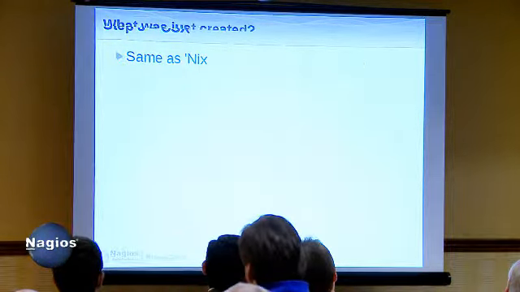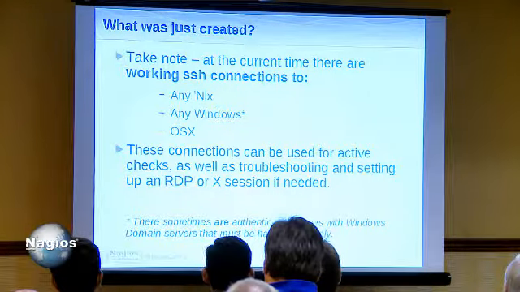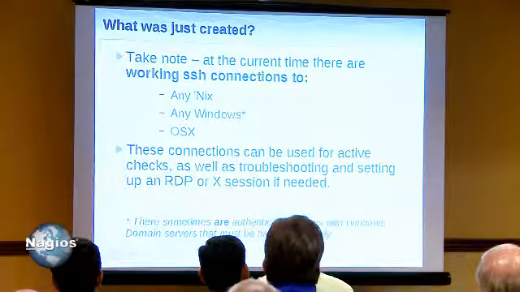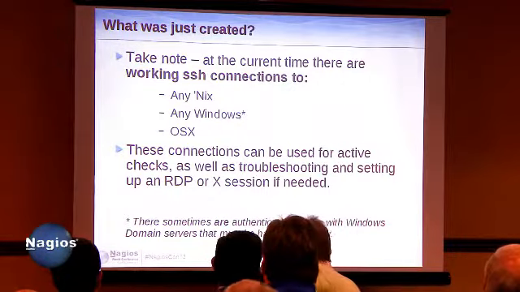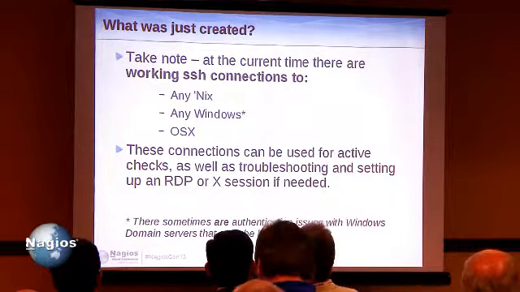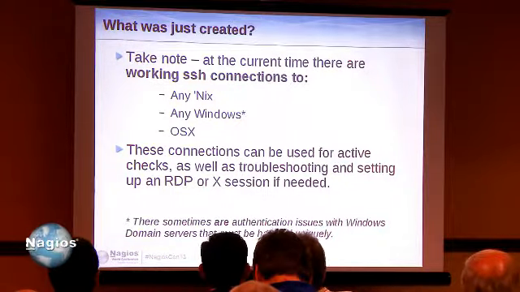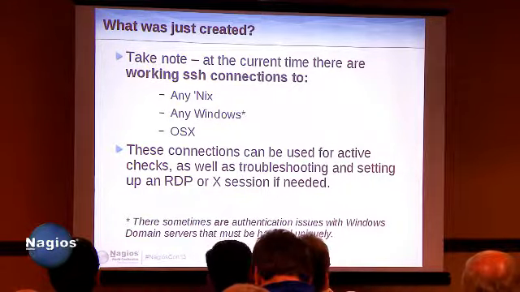So, think about what we just created. Any BSD, Linux, OS X, Unix, AIX, Solaris, we now have a working SSH connection to that machine. I can SSH from the Nagios server to that machine at any point in time. I can monitor that connection as the parent of all those checks on the machine. If the connection's up, we're fine. If not, we'll send out an alert.